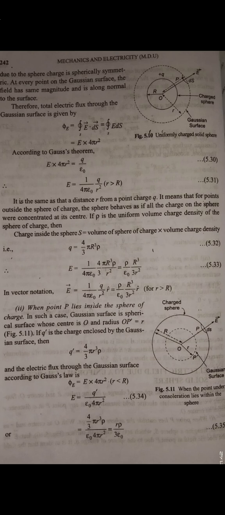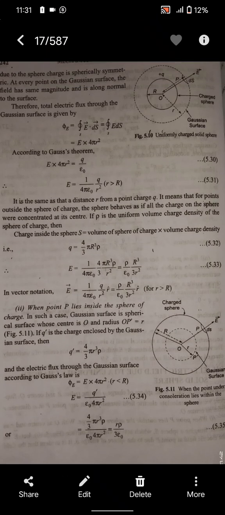And the electric flux through the Gaussian surface according to Gauss law is phi E is equal to E into 4 pi small r square, for small r less than capital R. So E is equal to q dash upon epsilon naught 4 pi small r square. This is equation number 5.34. Or 4 by 3 pi small r cube rho upon epsilon naught 4 pi small r square is equal to small r rho upon 3 epsilon naught. This is equation number 5.35.